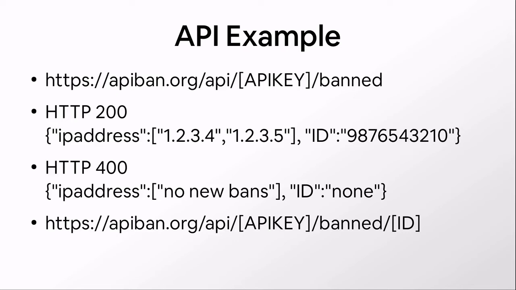If there are no new bans, we'll send a 400. If there are any IPs to ban, we'll send you a 200. And we'll always send an ID, which is most likely kind of just a timestamp, but you'll get an ID so that you can go give me the IPs since this ID.